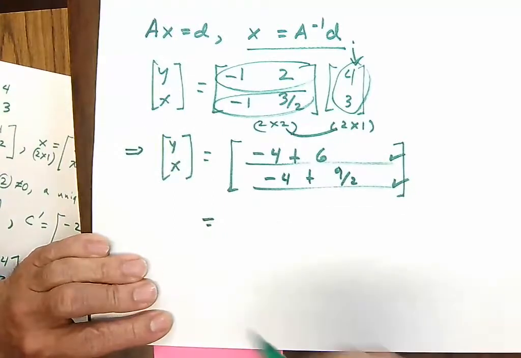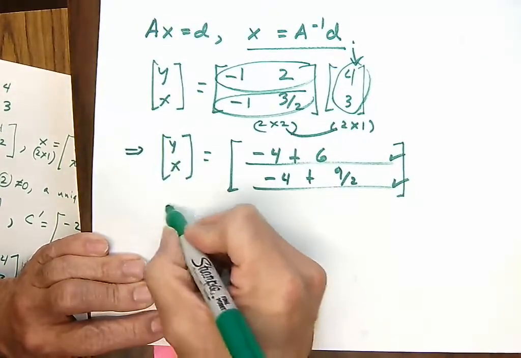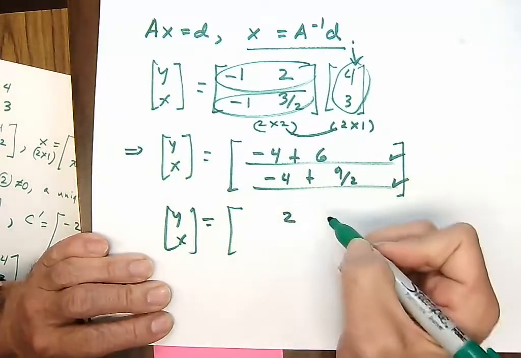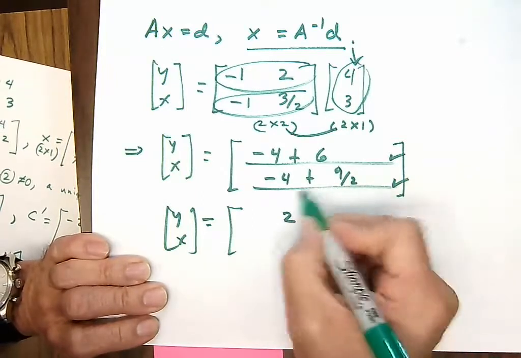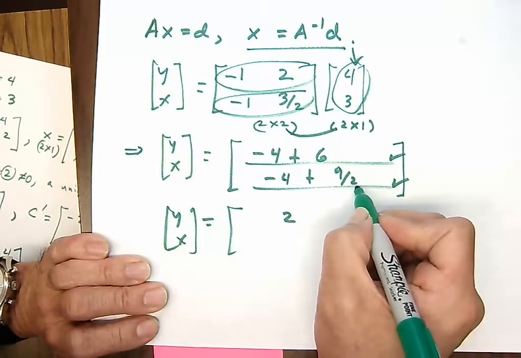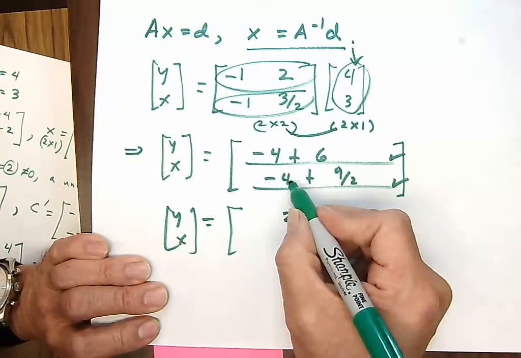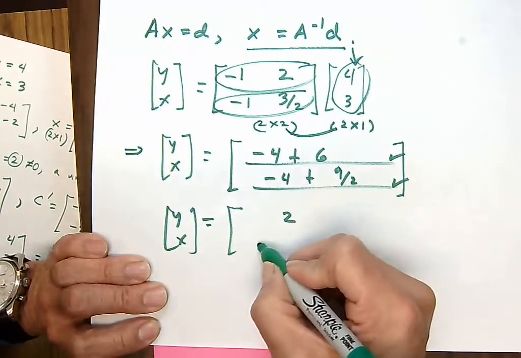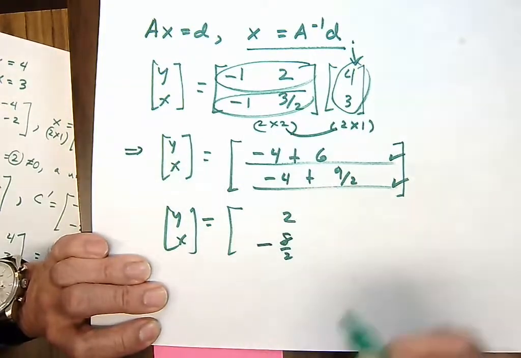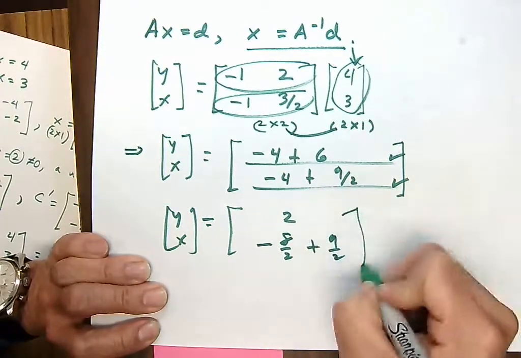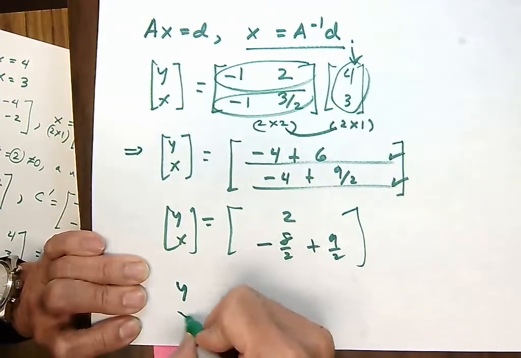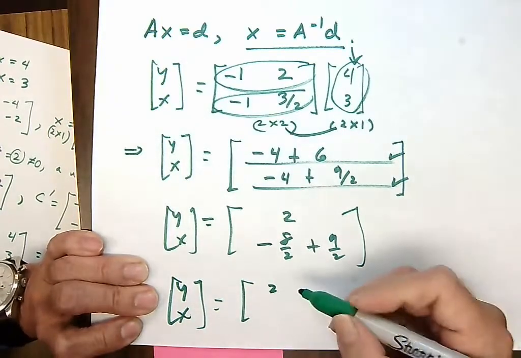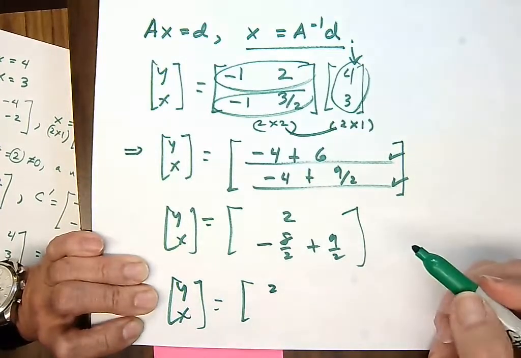Let's rewrite this as, again, y, x, our X variable matrix. I'm going to write this as 6 minus 4, which is 2. And the minus 4, I'm going to rewrite because I want to put it over the same denominator as this second term, which is over 2. So I multiply the numerator and the denominator by 2, and I convert that to minus 8 halves, same as minus 4, plus 9 halves. If we simplify this, our X variable matrix is equal to a 2 by 1 matrix containing the elements 2, and 9 halves minus 8 halves, which is 1 half.